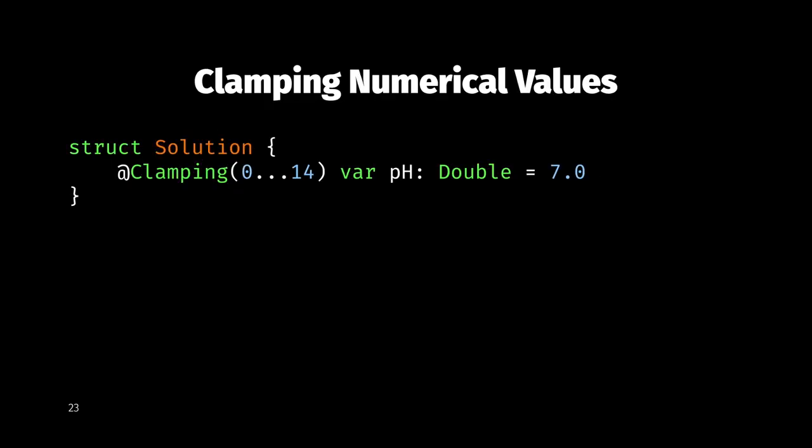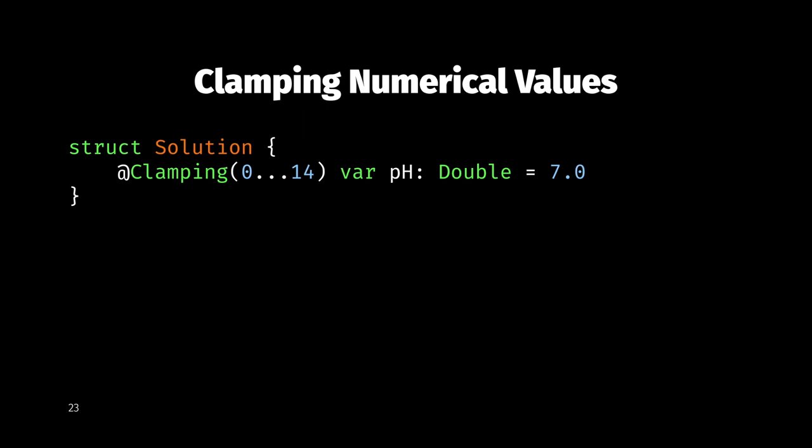The first one is we are going to implement a simple business requirement: clamping a numerical value. Imagine that we are working on an app that deals with chemical solutions. Chemical solutions have this attribute called the pH, which measures the acidity of a solution, and it must be a numerical value between 0 and 14. It doesn't make sense for it to be below 0 or above 14. We will implement this requirement with a wrapper called @Clamping.